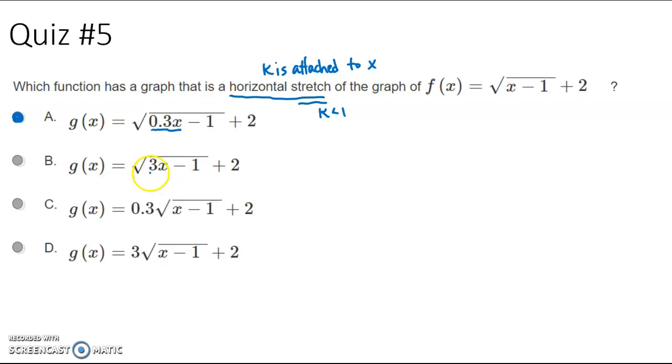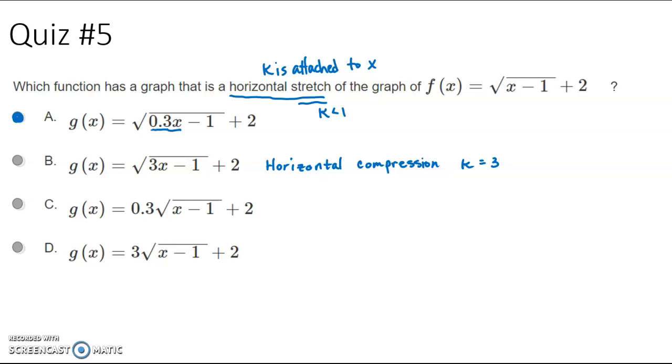Option B is also a horizontal change because I multiply just my x coordinate by 3, but this is actually a horizontal compression. It's attached to the x, but because it's bigger than 1, this one would be a horizontal compression, because k is 3 and 3 is bigger than 1.